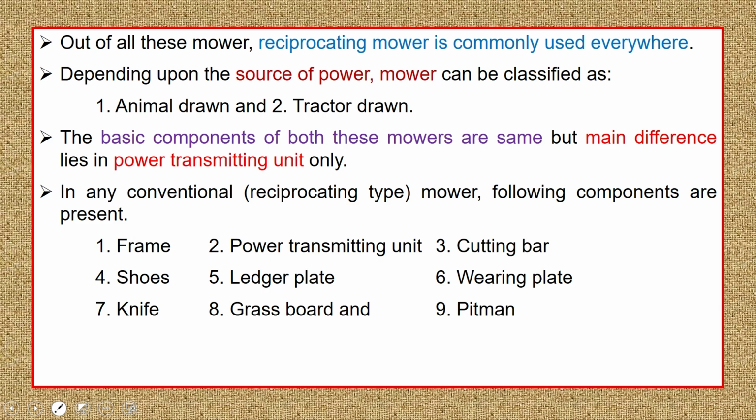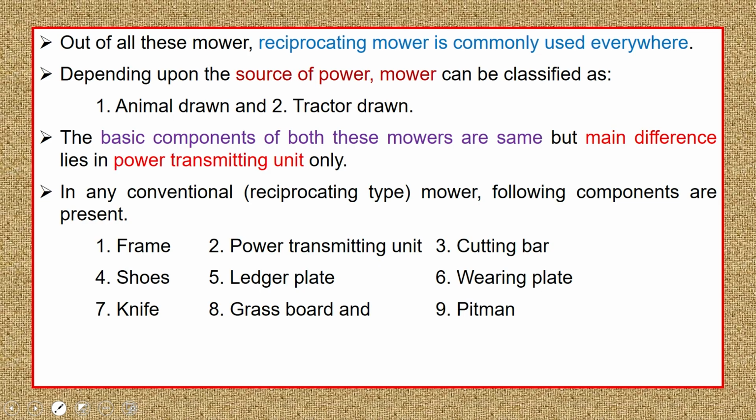There are two types of shoes in the mower, particularly the reciprocating type of mower, the inner shoe and the outer shoe. The purpose of these shoes is to enable us to adjust the height of cutting of grasses or crops. So with the help of shoes, we can adjust the height at which the crop must be cut or harvested. Similarly, there are the ledger plate and wear plate, which are also in the cutter bar, and they support the knife to cut the crop.